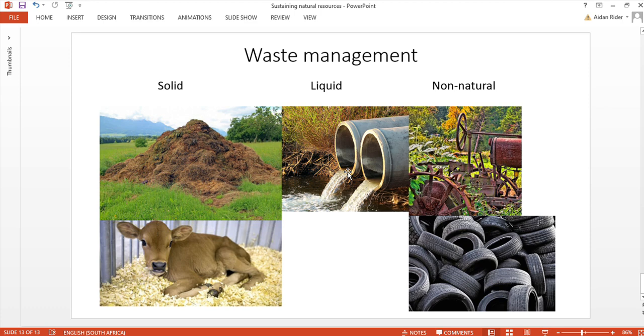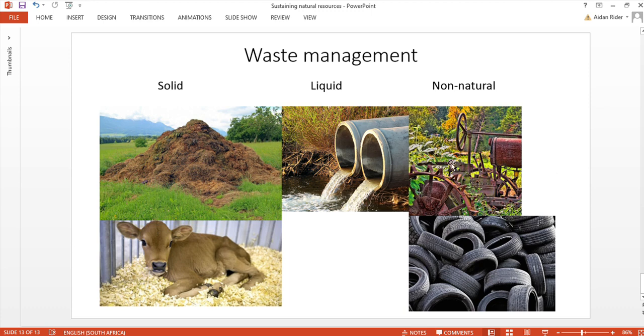Then lastly, your non-natural waste. It should also be reused, but I think it takes a bit more creativity to reuse these, because things like tires, you can maybe make a small playground out of it, or if you have animals, maybe utilize it in the enclosures where the cattle and sheep walk, or even can be used to make troughs, feeding troughs for the animals. Farmers really have to think creative when they reuse these. It's not so easy to do it.